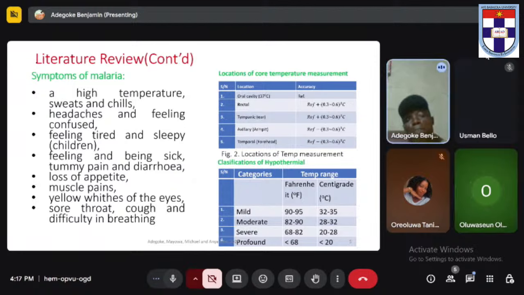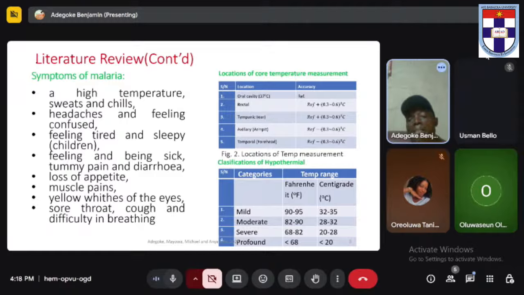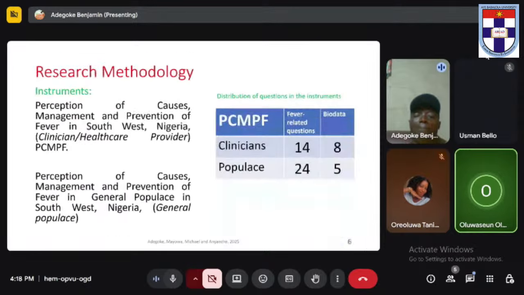In the measurement of temperature, temperature can be measured from the oral cavity, rectal, axillary region, forehead, or the ear region. And when we talk about temperature discrepancies, we have hyperthermia and we have hypothermia. The hypothermia can be mild, moderate, severe, and profound.